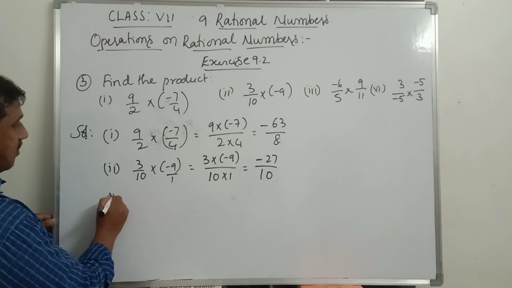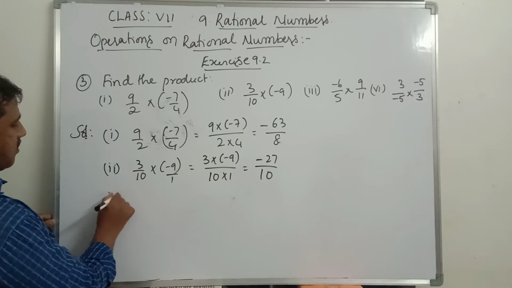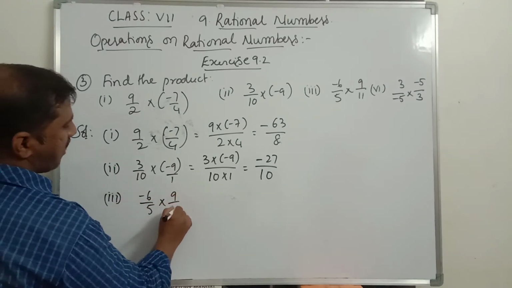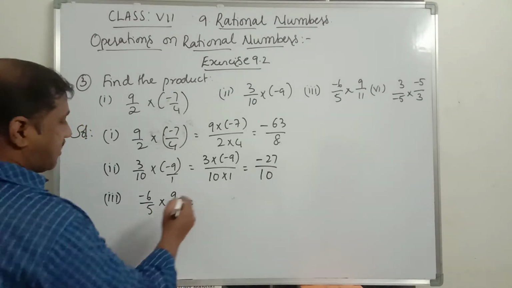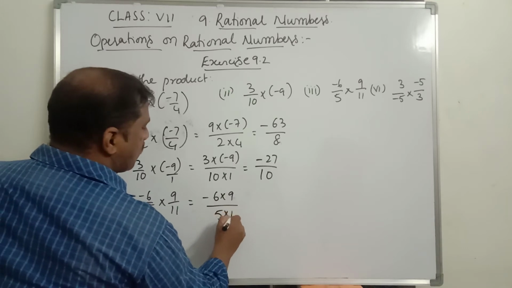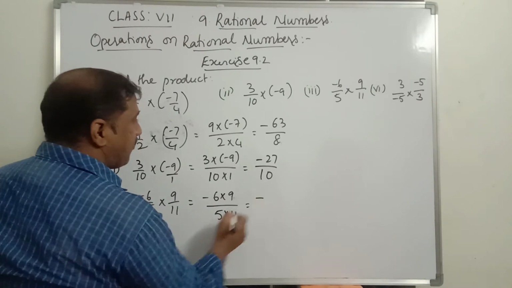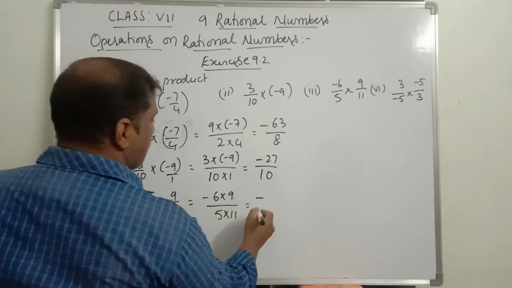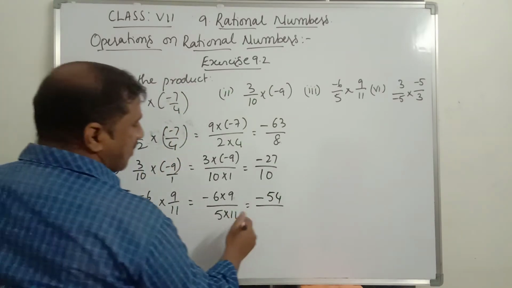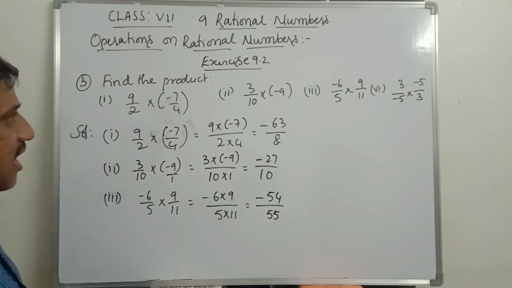Now the third question: minus 6 by 5 into 9 by 11. Multiply the numerators. It is minus 6 into 9 divided by 5 into 11. That equals minus into plus is minus, 6 into 9. 6 nines are 54. Minus 54 divided by 5 into 11. 11 fives are 55. Therefore it is minus 54 divided by 55.